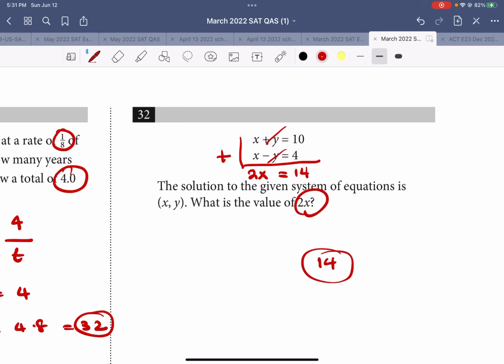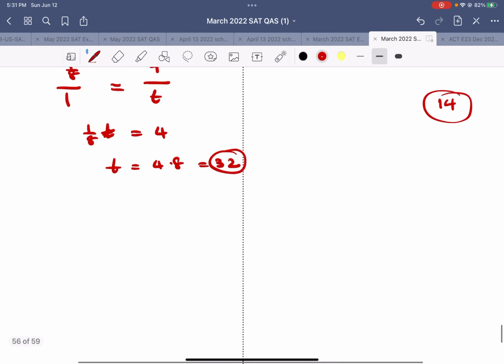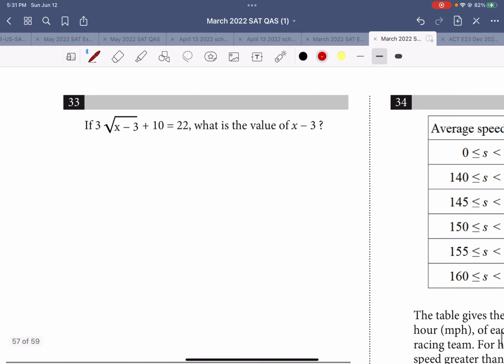So always look for the fastest way. If it requires only a small computation like this, then you have less chance to make a mistake. So try to find the simplest way. That's the best way to solve SAT math problems. Okay. Next one, number 33.